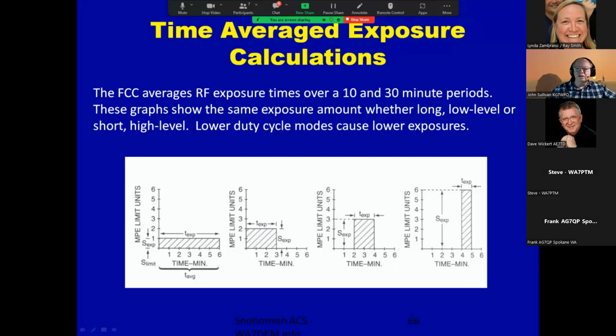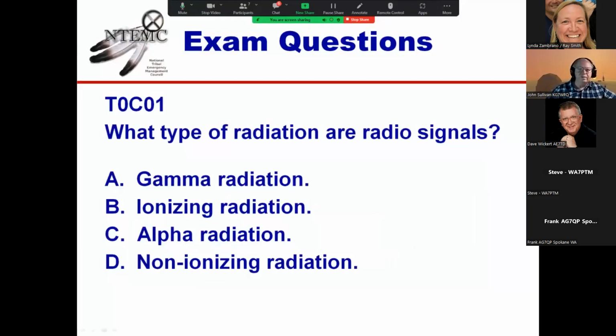The vertical axis is the power level, with time along the horizontal. As I said, the shaded areas represent the average exposure. And remember that the body is most sensitive to the VHF frequencies. So that's important to note. You'll see that in the questions. So let's look at some of these questions.